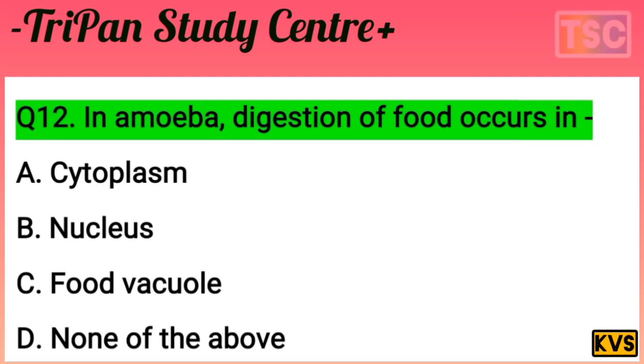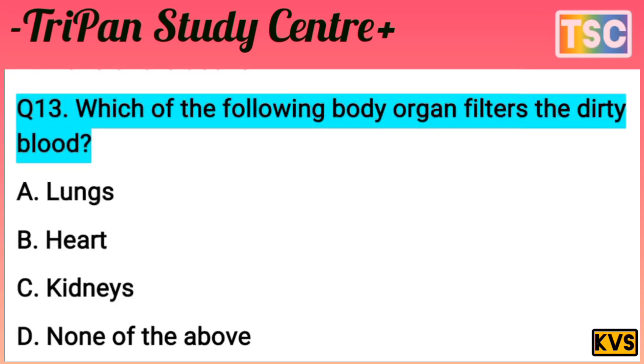The question is very interesting. You know that in an amoeba, the food is digested in the food vacuole with the help of enzymes. So the answer is C, food vacuole. That's an important question. Next question on your screen.